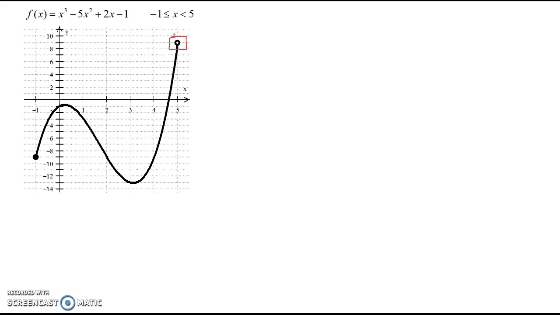the function. Another indication that this is the case, if we look here, the symbol here is just less than rather than less than or equal to. So this point at 5, 9 this time, because of the open circle, is not included in the graph. Other than that, everything is the same. So we're going to go through this quickly.